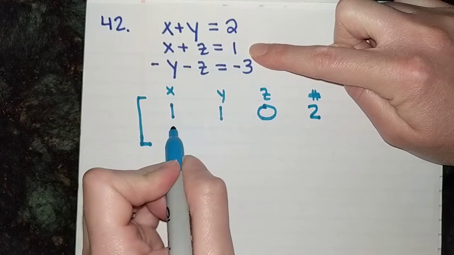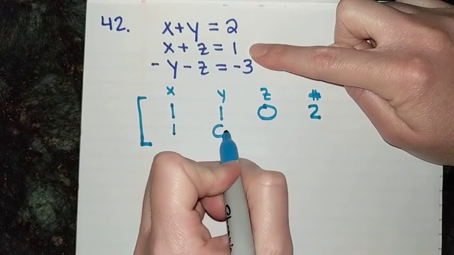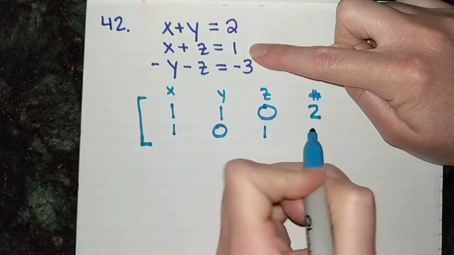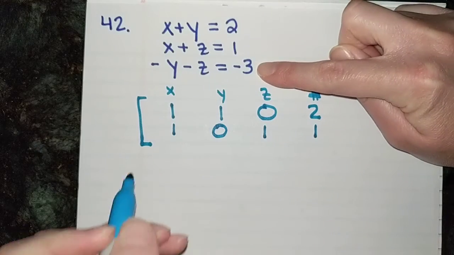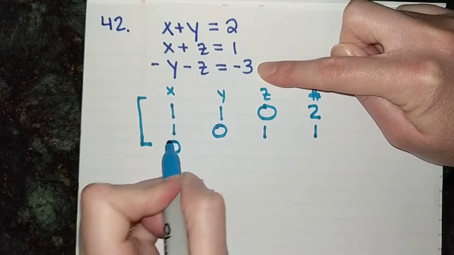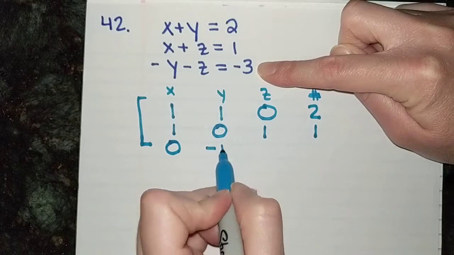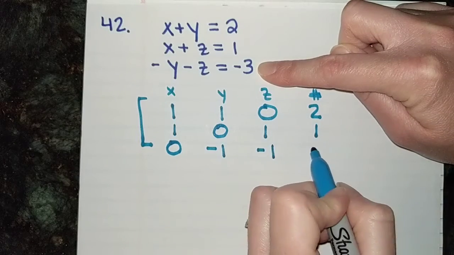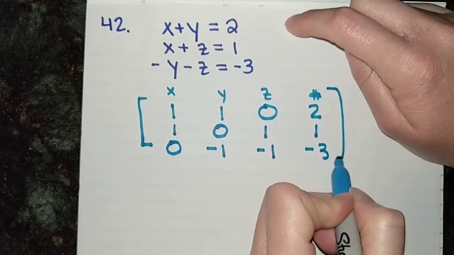For the second equation, we have x is 1, y is missing, and then z is 1, and then the number. And then for the third equation, x is missing, and then your y is -1, z is -1, and then your number of -3.